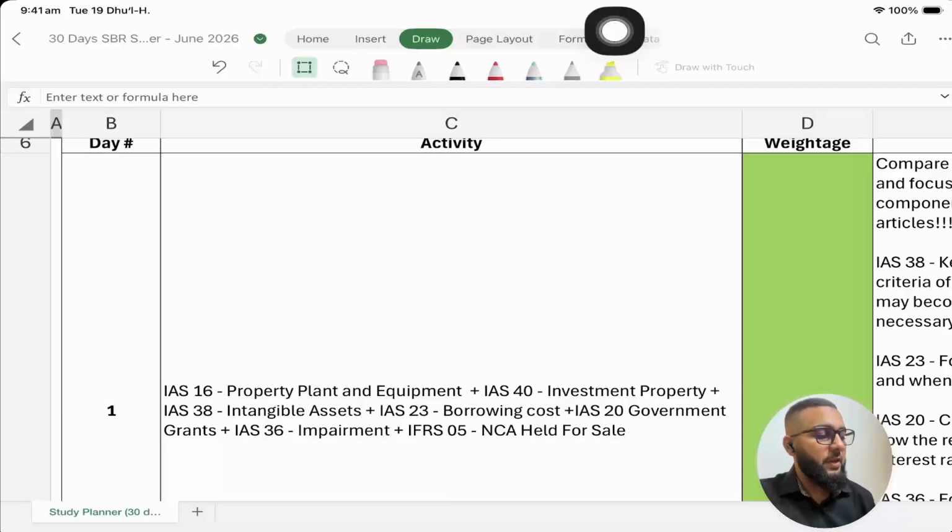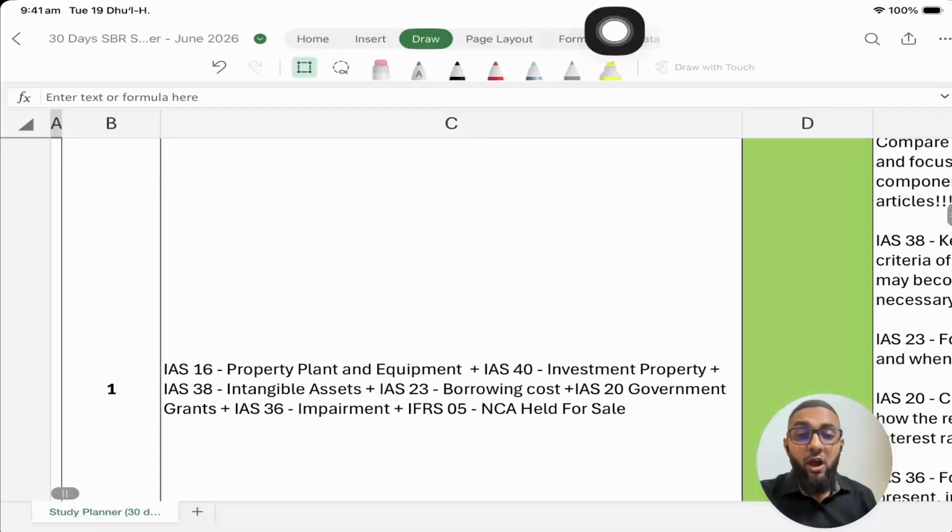Now, if you look at this study planner, there is the set of standards that you're supposed to look at on those particular days, while there is a weightage given that shows how important that area is going to be for your June 2026 exams. Now, on day one, you are required to focus on the non-current assets based standards because these standards are considered to be one of the sets of the standards that are examiners' favorite because these standards pop up in every exam somewhere or the other.